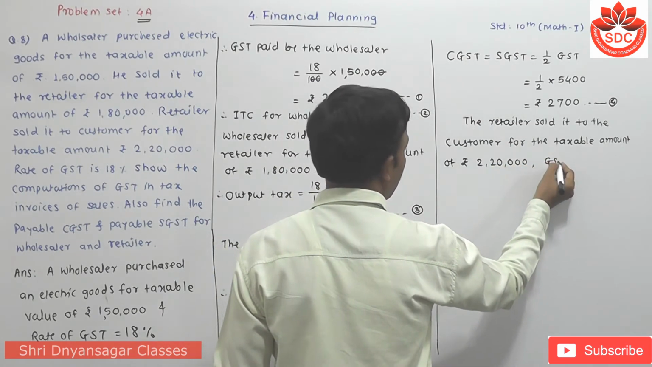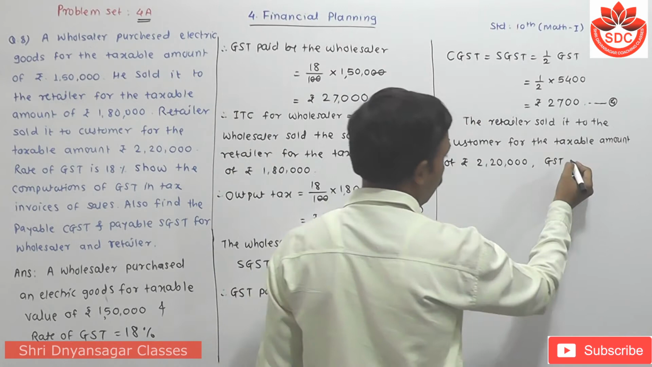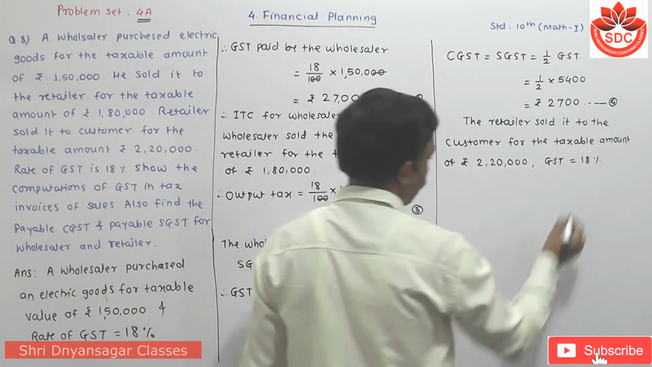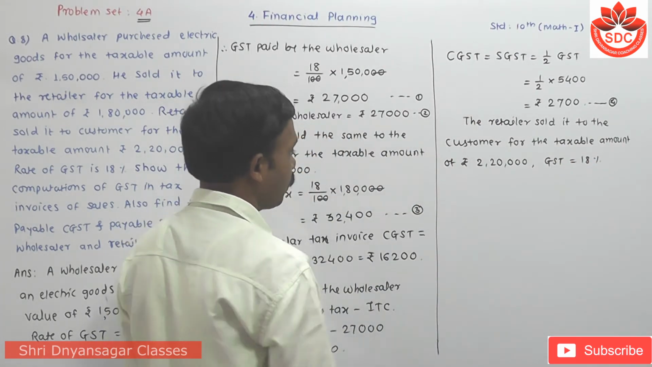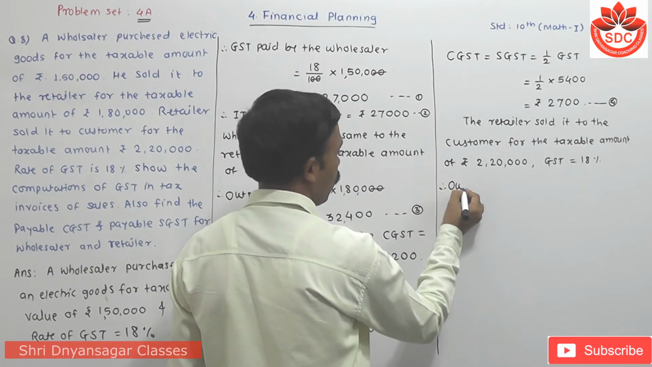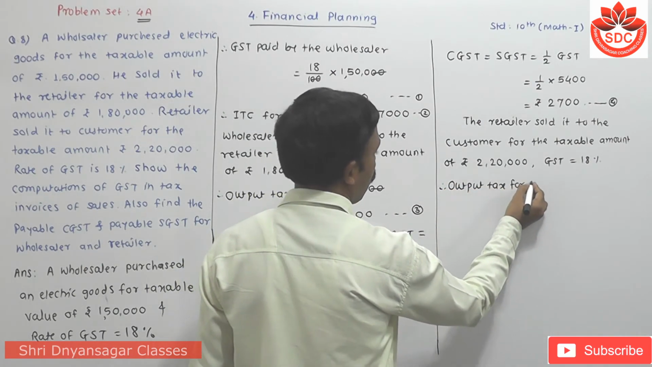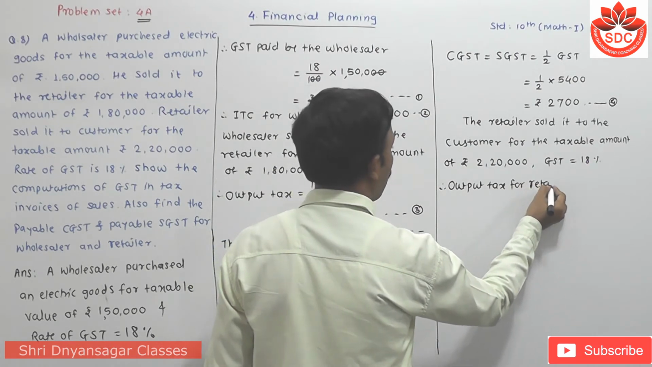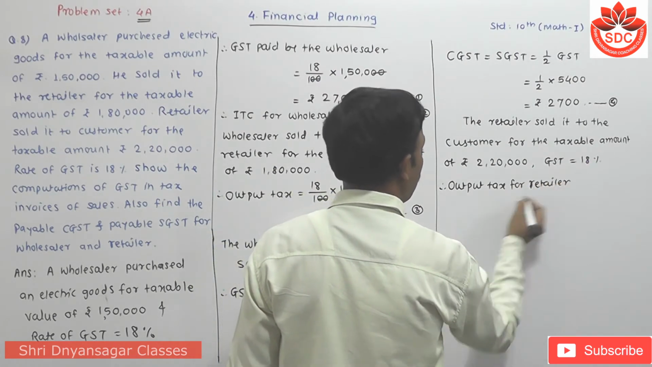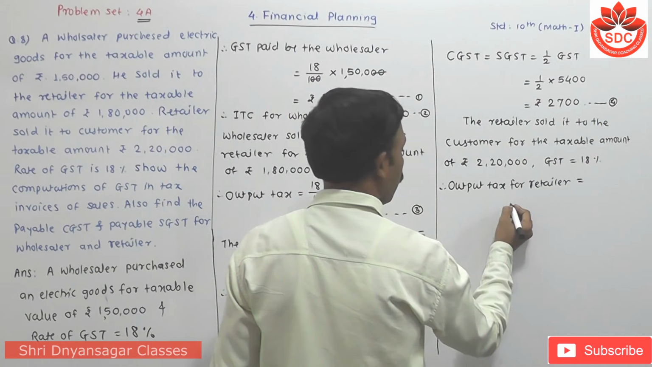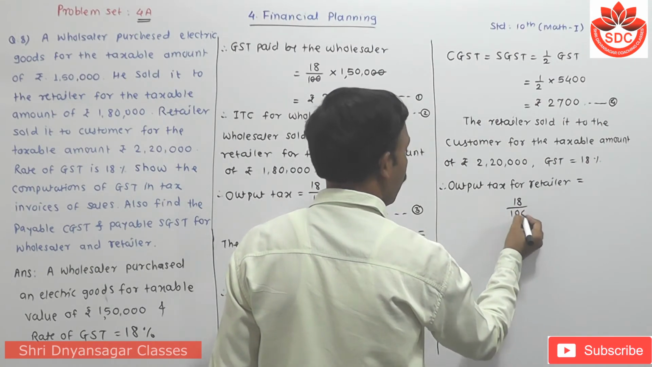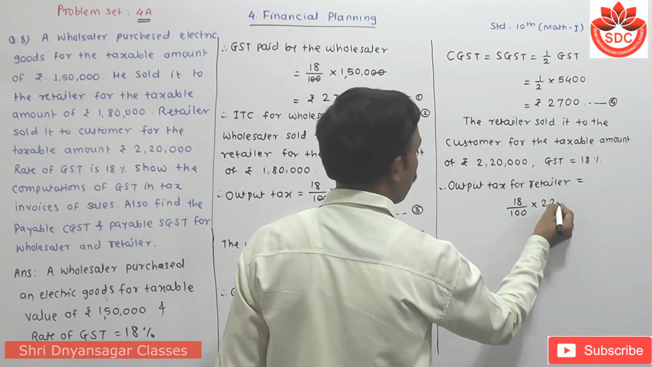Student, here also GST is payable at how much percent? 18%. Therefore, output tax for the retailer is equal to 18 upon 100 into these 2,20,000.